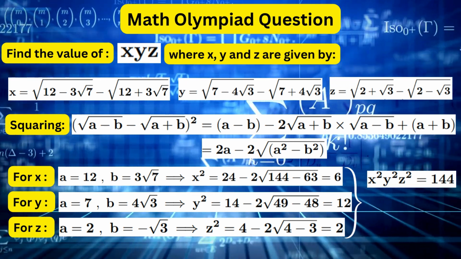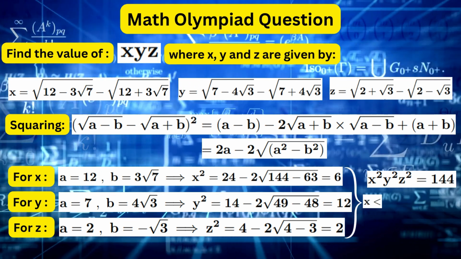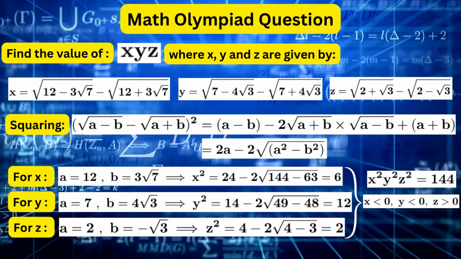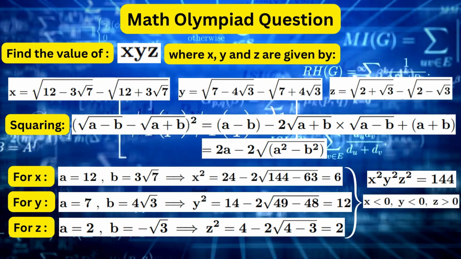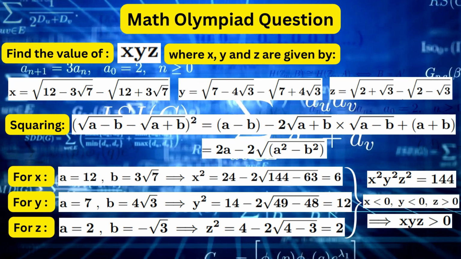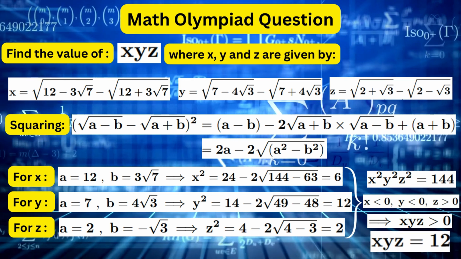Now from the given expressions, we note that x is less than 0, y is also less than 0, and z is greater than 0. Therefore the product x, y, z must be greater than 0. And so x, y, z in this case is equal to square root of 144, which is 12.